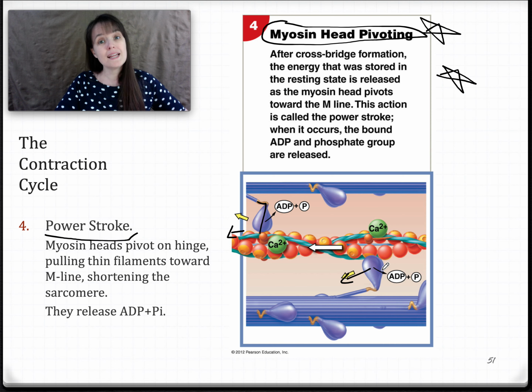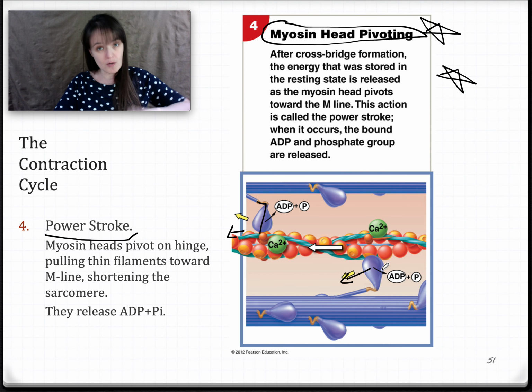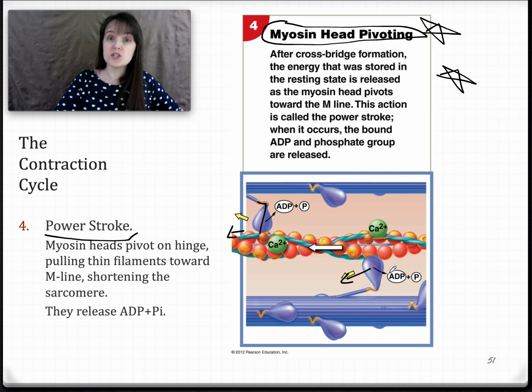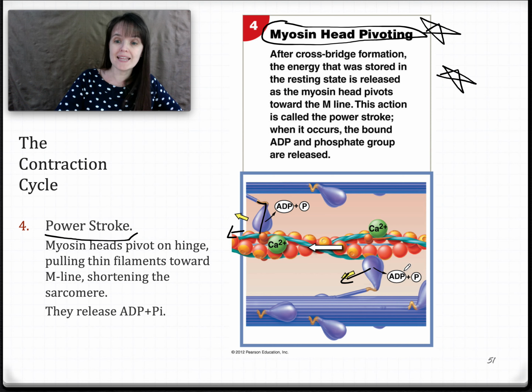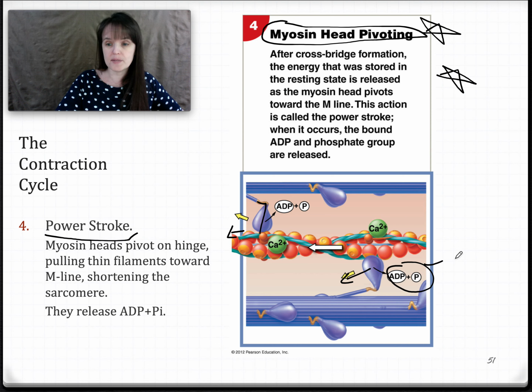And when they pivot, that power stroke changes the shape of the myosin head, and that kicks off the ADP and the inorganic phosphate, and they go bye-bye.